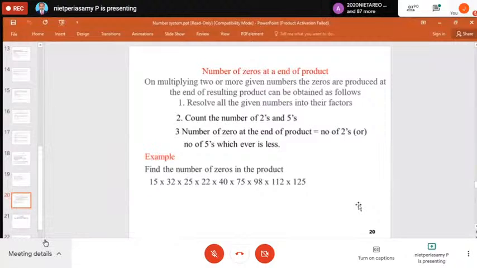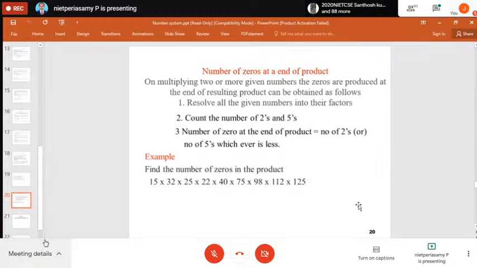On multiplying, just go through the slide. On multiplying two or more given numbers, the zeros produced at the end of the resulting product can be obtained by using the following procedure. The first step is to resolve all the given numbers into their factors and count the number of twos and fives in these factors. The number of zeros at the end of the product equals the number of twos or the number of fives, whichever is less. If the number of twos is less, the number of twos represents the number of zeros. If the number of fives is less, the number of fives represents the number of zeros.